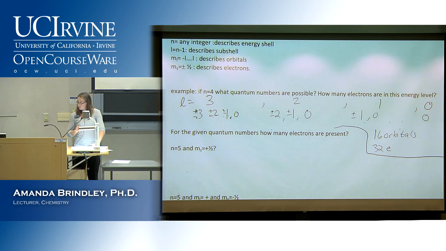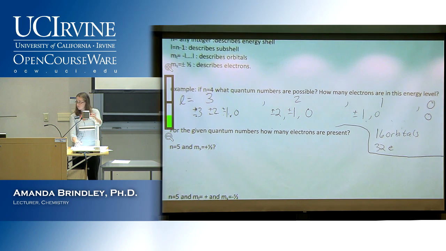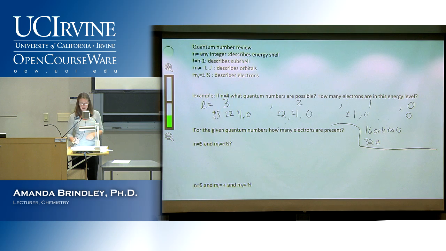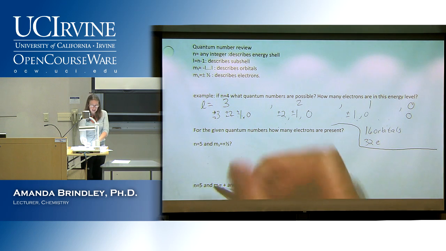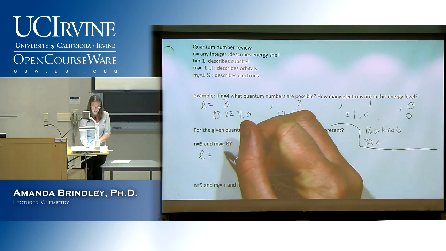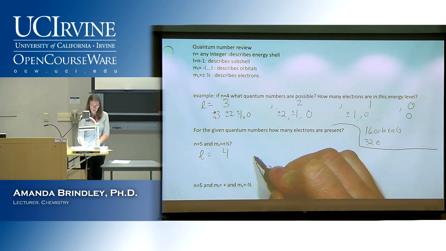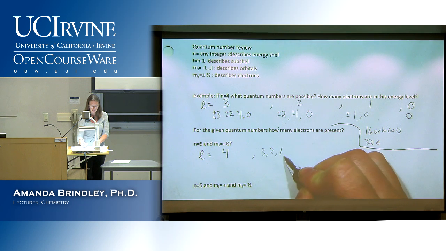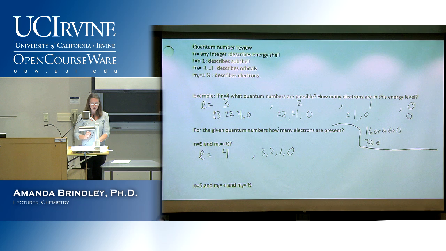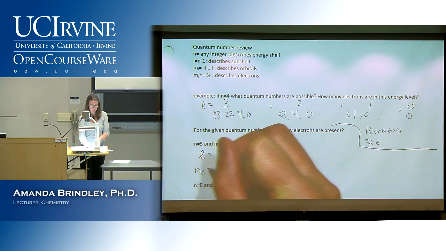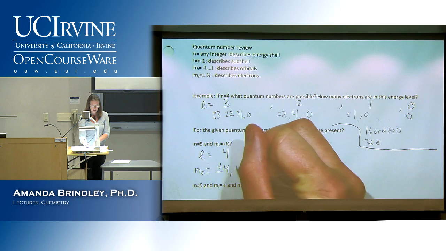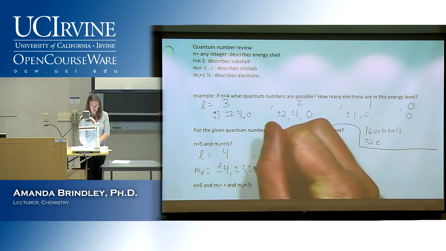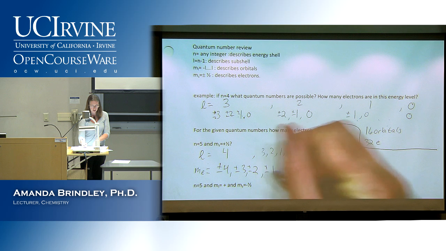Okay, next ones. For n equals 5 and m sub s equals 1/2. So we've really only added one thing to this, right? We've added in l equals 4. And then all the rest is the same, 3, 2, 1, and 0. So if l is equal to 4, what is m sub l allowed to equal? Plus or minus 4, plus or minus 3, plus or minus 2, plus or minus 1, and 0.